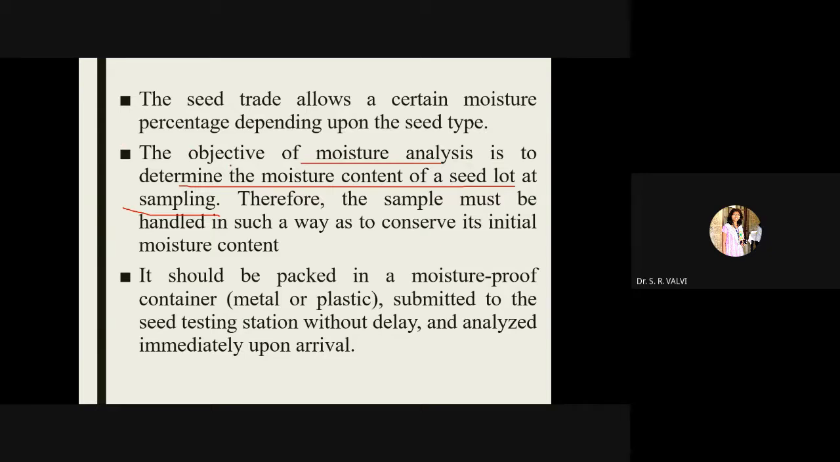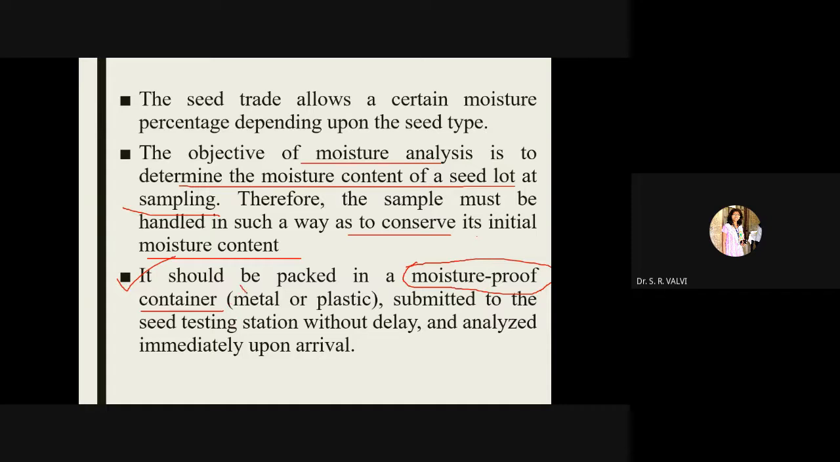Therefore the sample must be handled in such a way as to conserve its initial moisture content. While sampling, we have to conserve those seeds so that the initial moisture content remains within the seeds. It should be packed in a moisture proof container. See, the seeds should be packed in a moisture proof container.